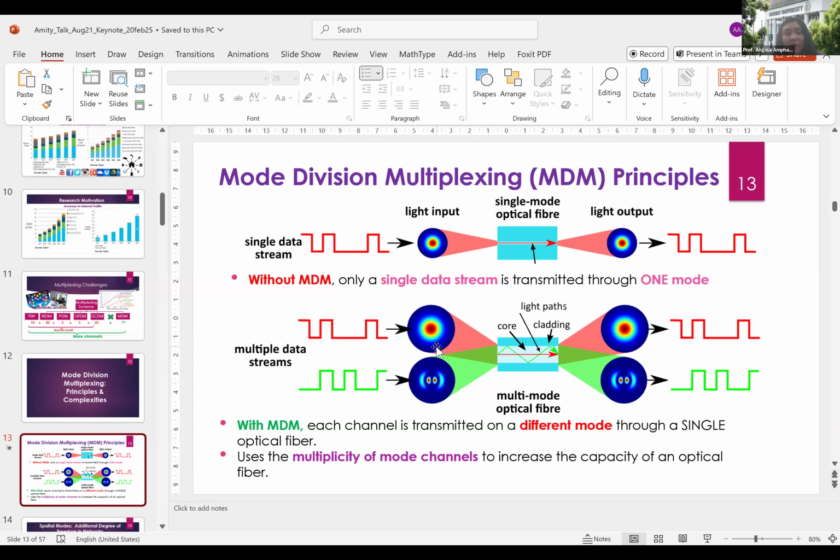The beauty of spatial modes is that they are orthogonal. When they are orthogonal, there's no interference between one channel and another channel. So we can utilize these orthogonal channels to transmit data seamlessly, without collision or any kind of obstruction between the different users.